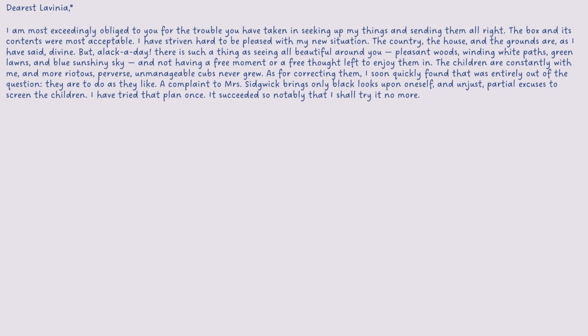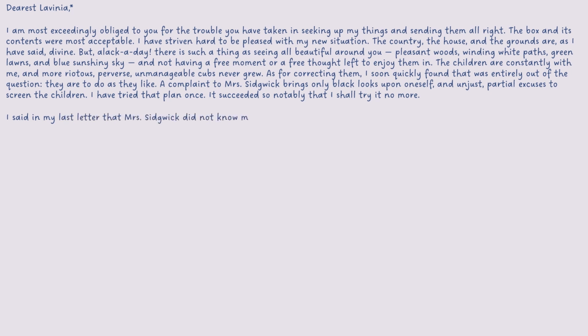in. The children are constantly with me, and more riotous, perverse, unmanageable cubs never grew. As for correcting them, I soon quickly found that that was entirely out of the question. They are to do as they like. A complaint to Mrs. Sidgwick brings only black looks upon oneself, and unjust, partial excuses to screen the children. I have tried that plan once. It succeeded so notably that I shall try it no more.